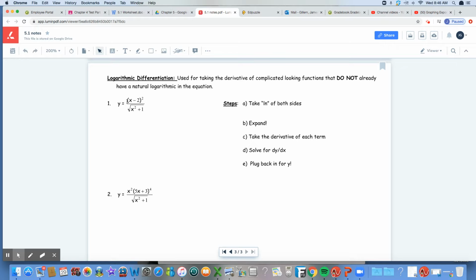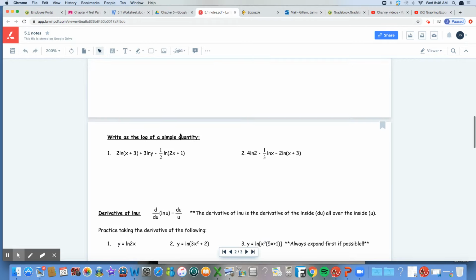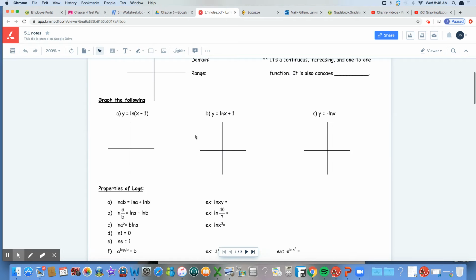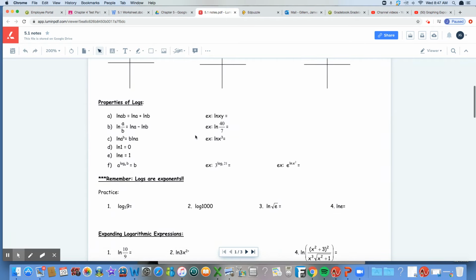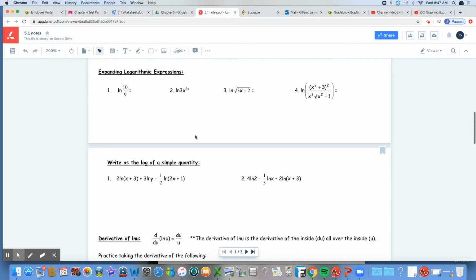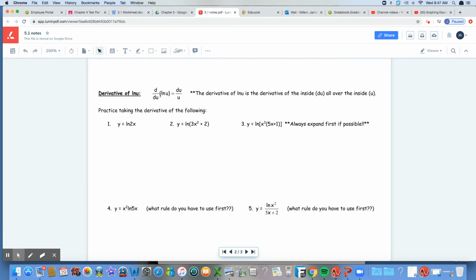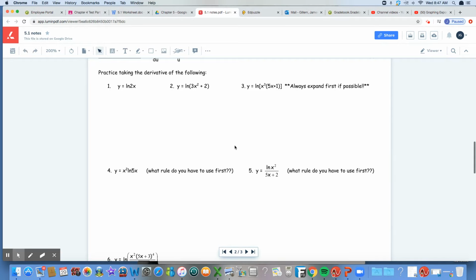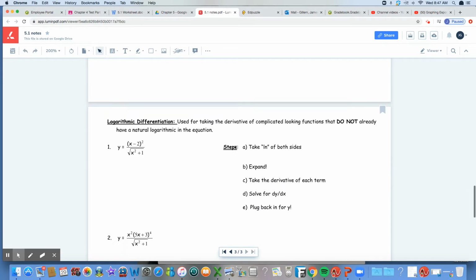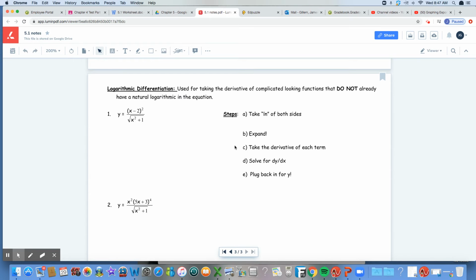Today we're going to finish up our notes on 5.1, dealing with logs. We did some review of graphing, natural logs, properties of logs, expanding, and condensing, and then we did the derivative of a natural log, which is du over u. This formula can be found on your formula sheet, which you are allowed to use. Really short today.